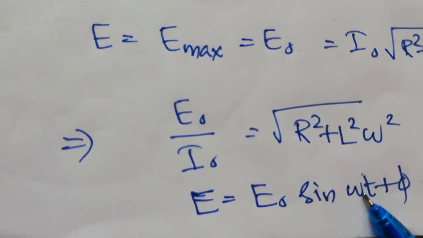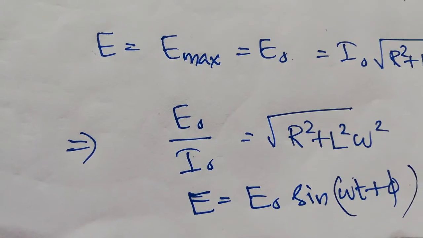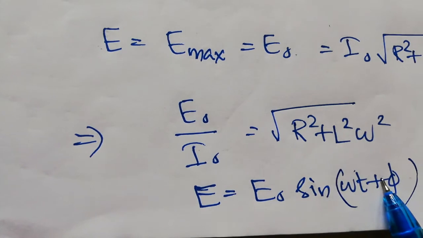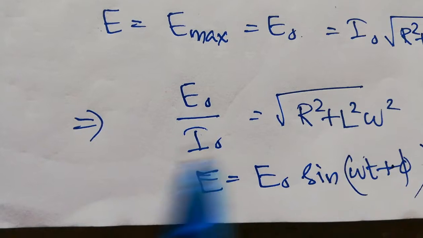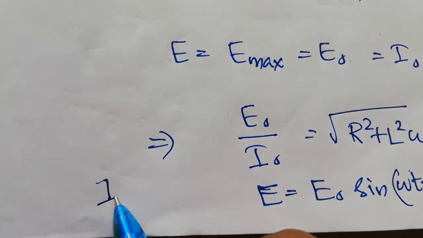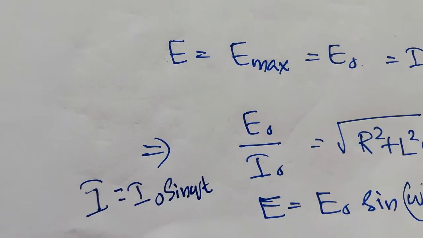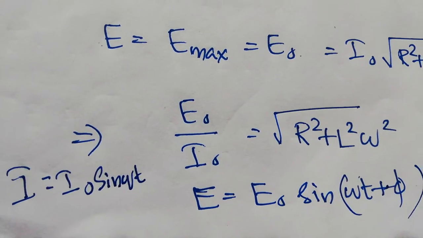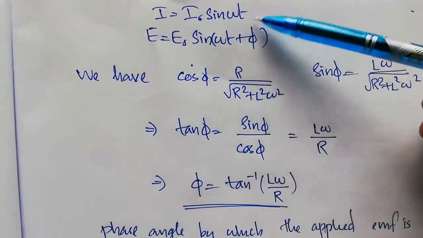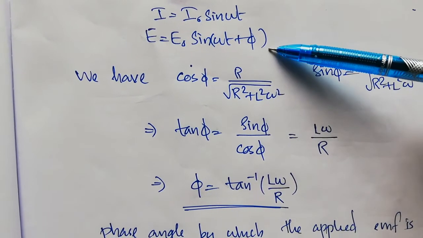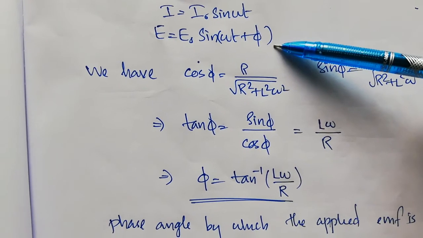That is, in this we can say the applied EMF is leading the current by an angle phi, as we have applied I equal to I0 sin omega t. That is, the alternating EMF or applied EMF is leading the current by an angle phi. Now we know I is equal to I0 sin omega t and E is equal to E0 sin(omega t plus phi). That is, the applied EMF is leading the current by an angle phi.